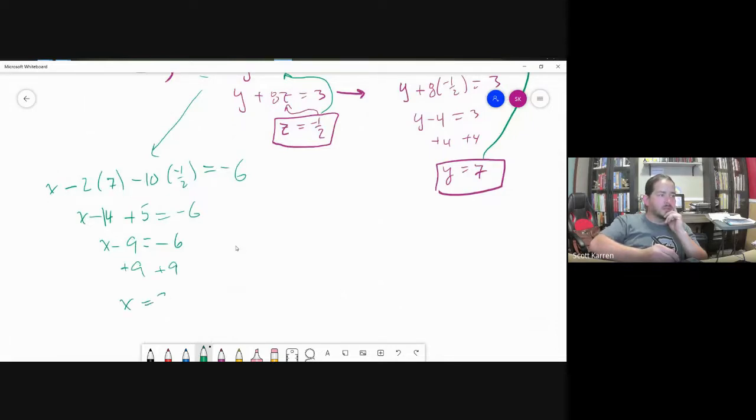And we get x equals 3, and I've solved it. X is 3, y was 7, z was negative 1/2. And that's it. That is my solution, right?